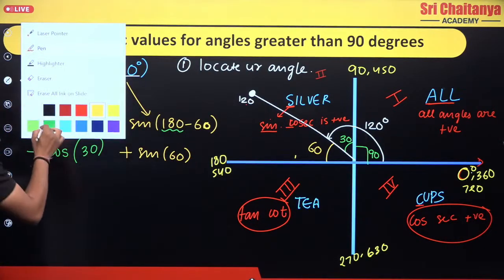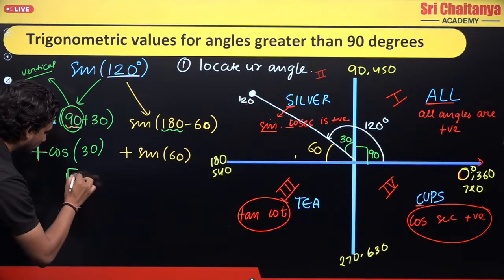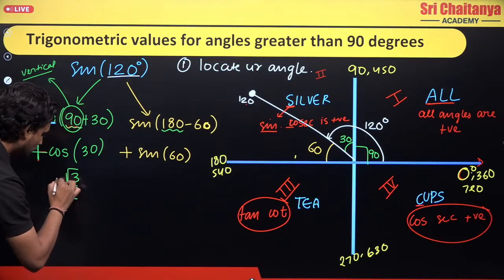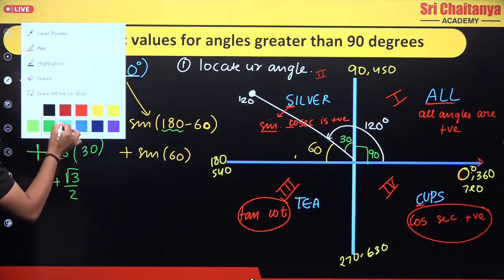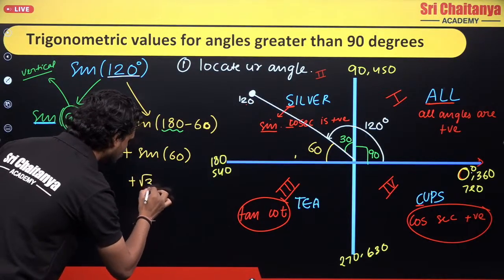So now you look here. What is the value of cos 30? Cos 30 is root 3 by 2, right? Plus root 3 by 2. Similarly, what is sine 60? Sine 60 is root 3 by 2.